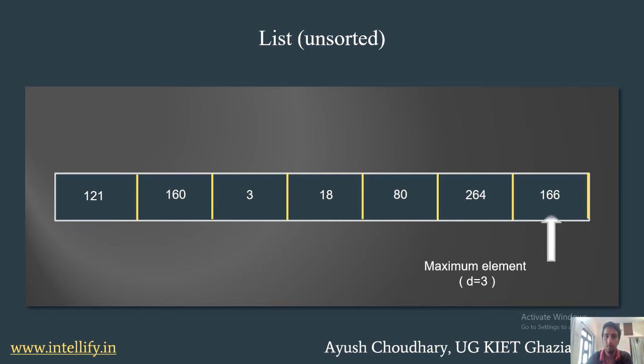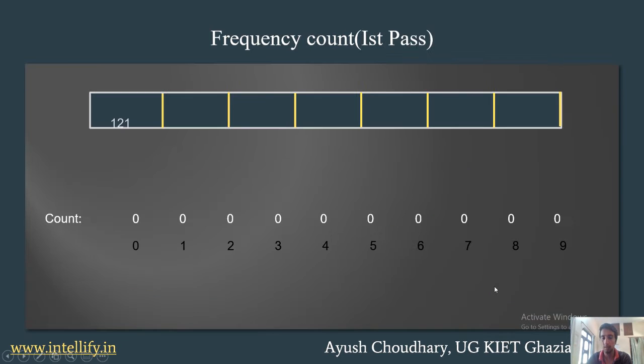As you can see, this is our array. First of all, in radix sort, we have to find the maximum element. In this array, the maximum element is 264, and the maximum element determines how many passes we have to take in the radix sort. There are three digits in this maximum element, so we have to go through three passes.